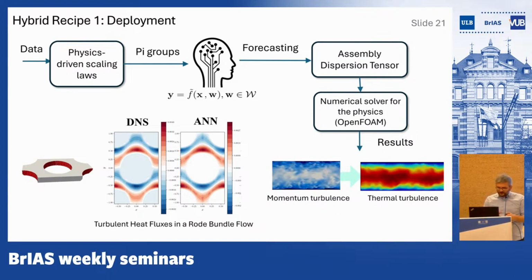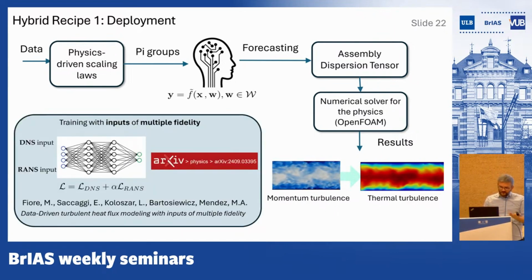And more recently, we even started checking ways in which you can train this network with different levels of fidelity, because it turns out that you can train such a network to recognize whether it is going to be paired with a low fidelity CFD or a high fidelity CFD and adapt its predictions accordingly.